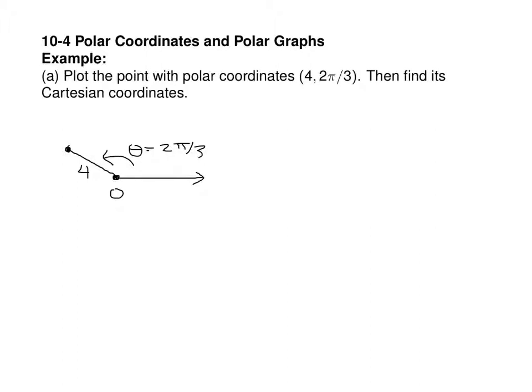Now to convert this into Cartesian coordinates, we know that x is equal to r cosine of theta. So x will equal 4 times cosine of 2 pi thirds. And actually, I think I drew my angle a little bit off there. Probably should be up a bit higher, so probably right about there.